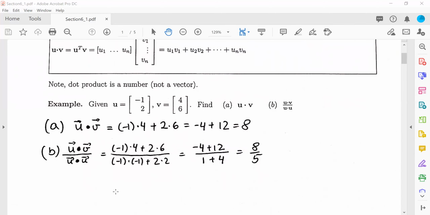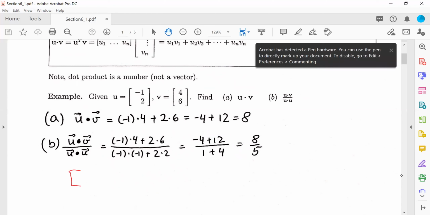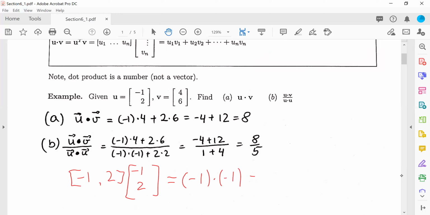The dot product u·u would be nothing else but u transpose, the vector -1, 2, times the same vector -1 and 2. What we have is -1 times -1 plus 2 times 2, and that's exactly what I have right here. We basically multiply twice the same: -1 times -1 plus 2 times 2. That gives me 1 plus 4, which is 5.